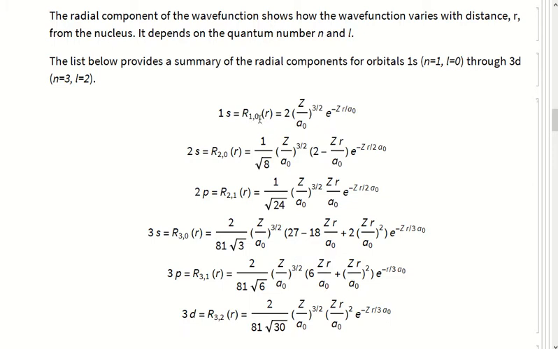So the 1s orbital corresponds to n equal 1, L equal to 0, and of course all s orbitals correspond to L equal to 0. So here we have the 1s orbital, the 2s orbital, and of course you can see as we get to higher principal quantum numbers, 2 is a little bit more complex than 1. And of course we get down here to 3d, which corresponds to n equal 3 and L equal to 2, and this is the set of orbitals corresponding to all of that. These are the radial components.